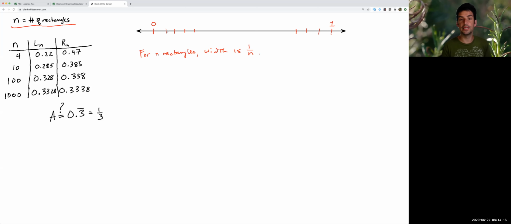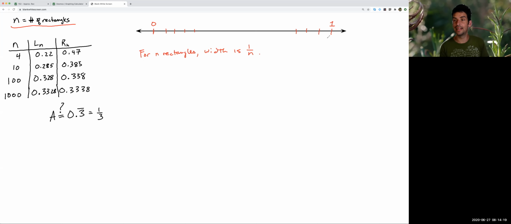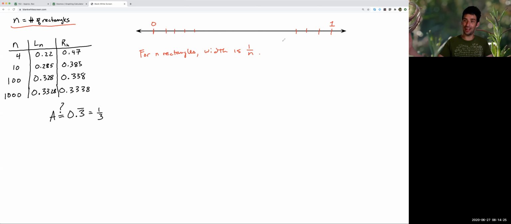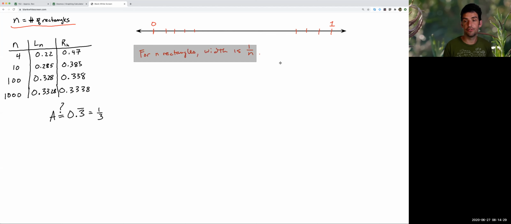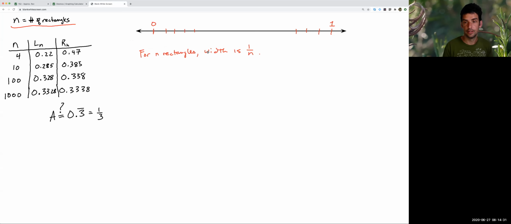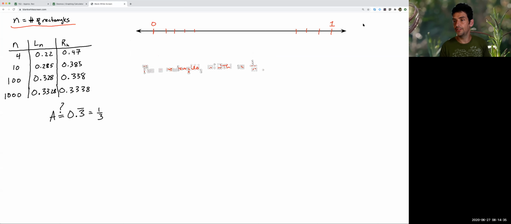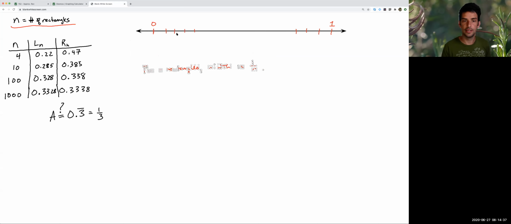Right? That's how big each of these is. If I did 1/10, or 10 rectangles, I'd have 1/10 plus 1/10, 1/10. After 10 rectangles 1/10 long, I'd have an interval of 1. Okay? So that's the first idea we need. We need a little more space here. Okay. So let's write something in here.